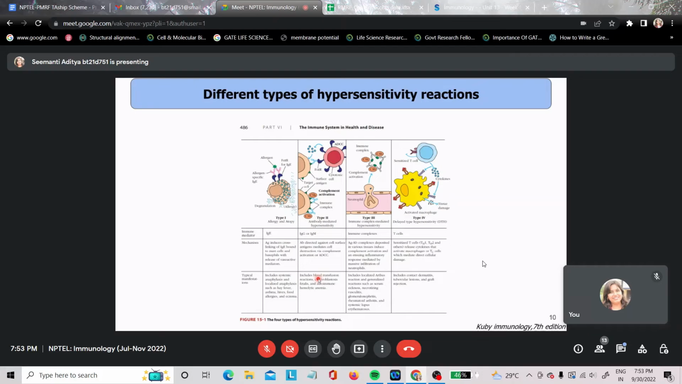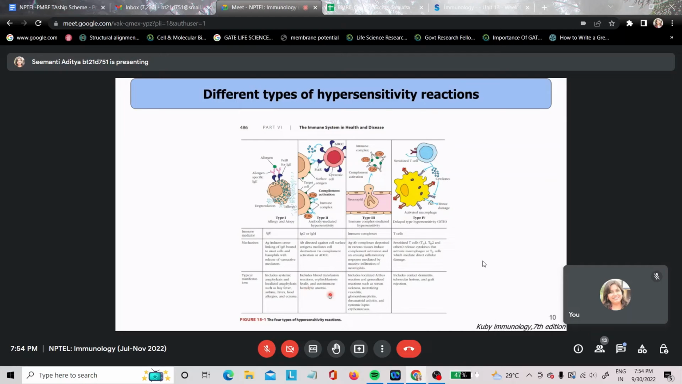This happens when there is a blood transfusion reaction or erythroblastosis fetalis. Basically, whenever an erythroblastosis fetalis or blood transfusion reaction happens, there is a mismatch of certain proteins present in the donor and the receptor.